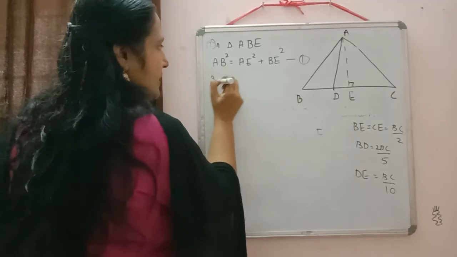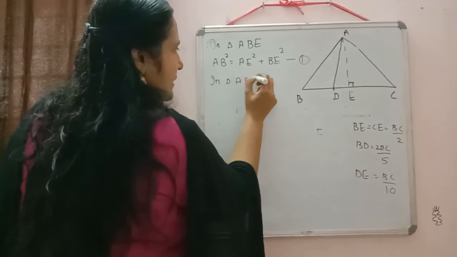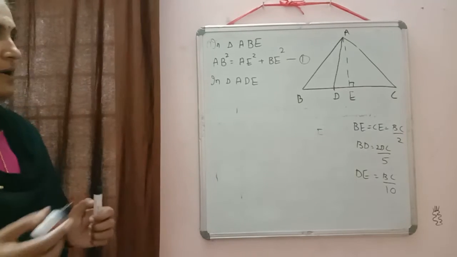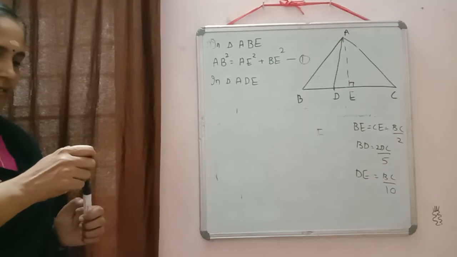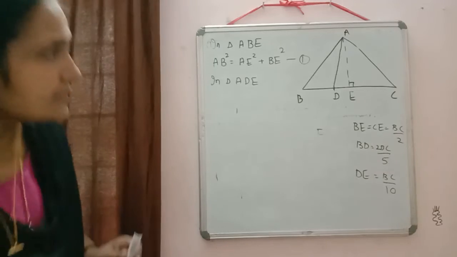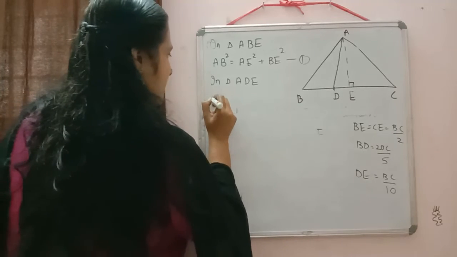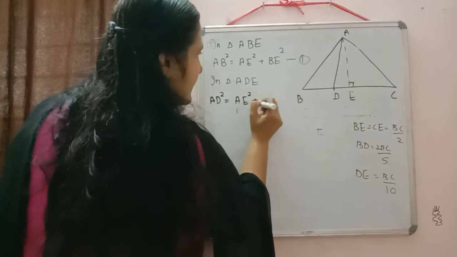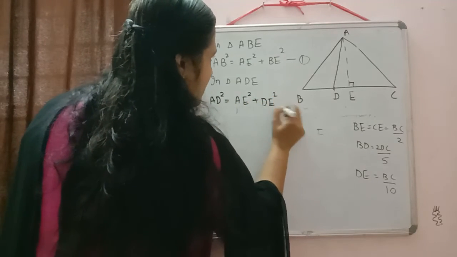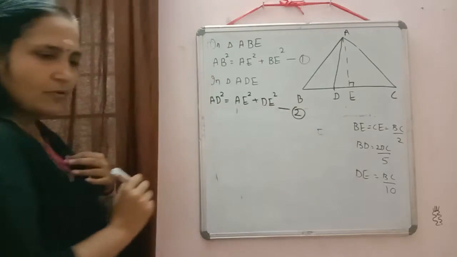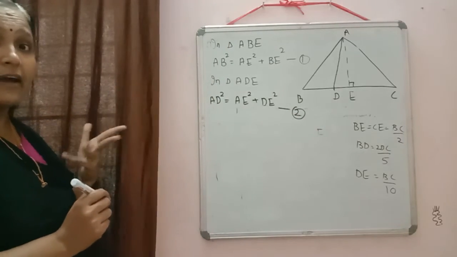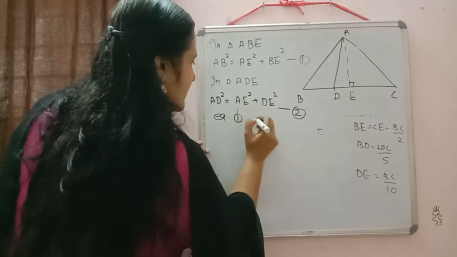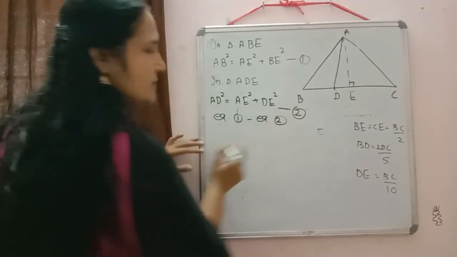Then in triangle ADE, what will come? Yes, AD square is equal to AE square plus DE square. Do we need the side AE in the proof? No, because that we have constructed there. So for that what we will do? Subtraction. Equation 1 minus equation 2.